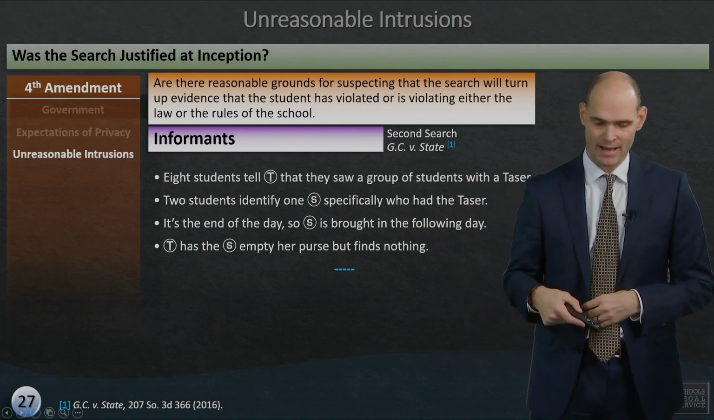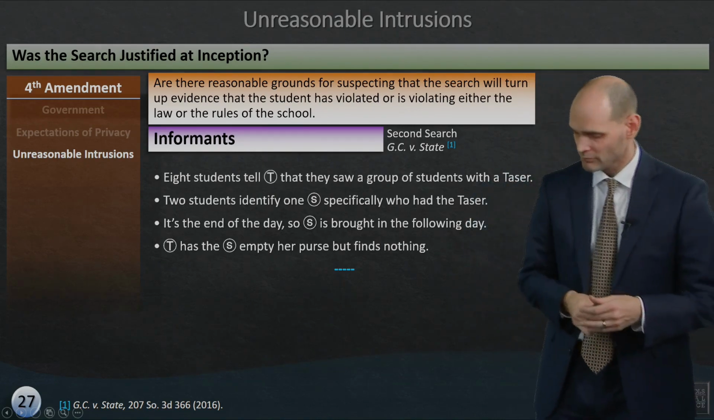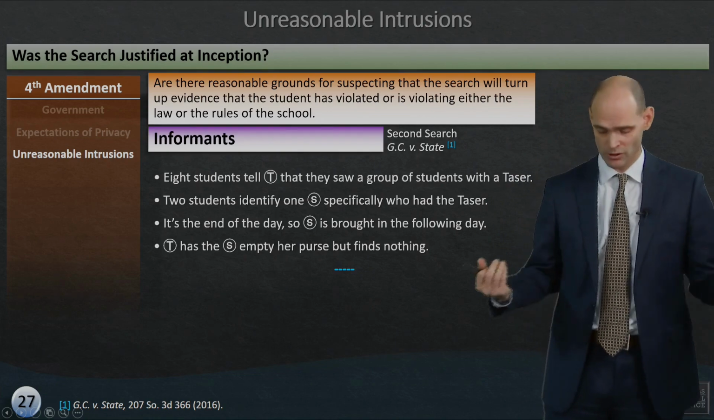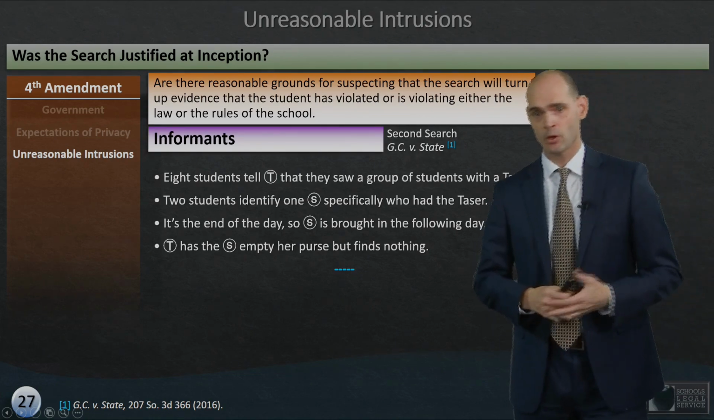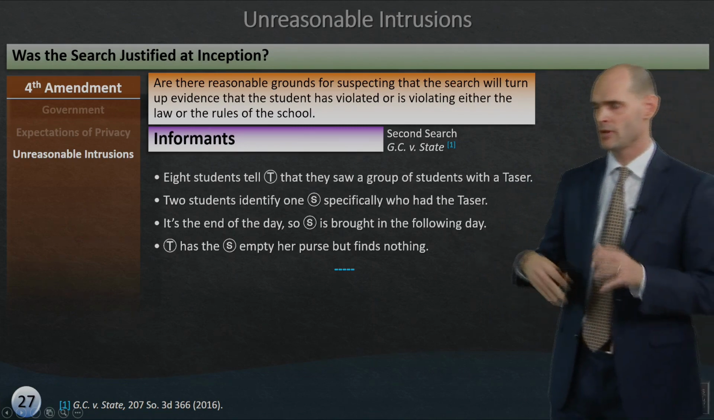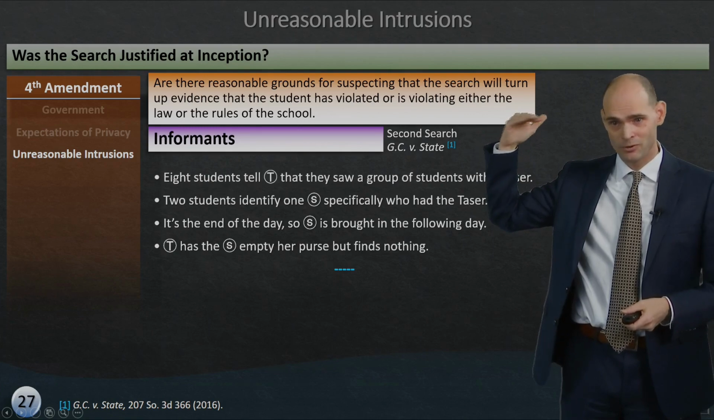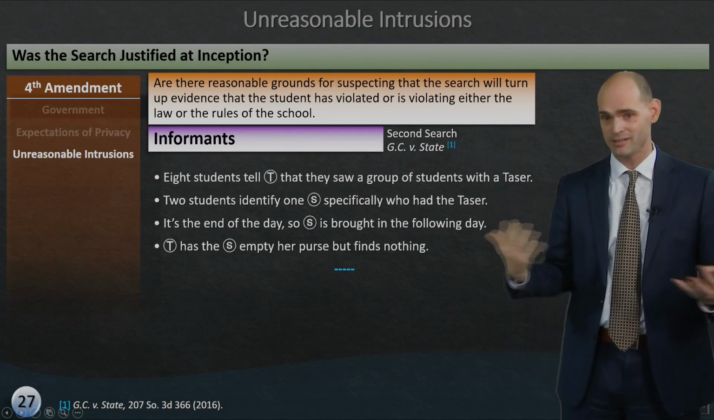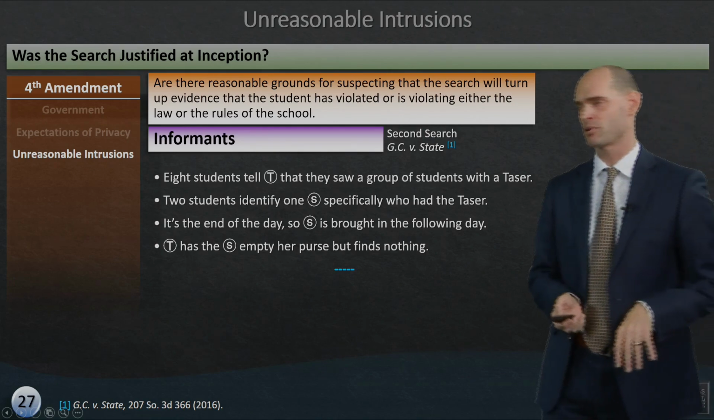So it was late at night, so the student comes back to school the next day, she's got a purse. The teacher searches that purse, goes and looks in the purse, doesn't find anything. Is that search okay? Yeah, the court said that. Said, look, you're fine there. You've got reasonable suspicion. You've got a heightened need to keep the school safe, and a taser is a dangerous weapon. You're good there, right? But what happens after that is problematic.